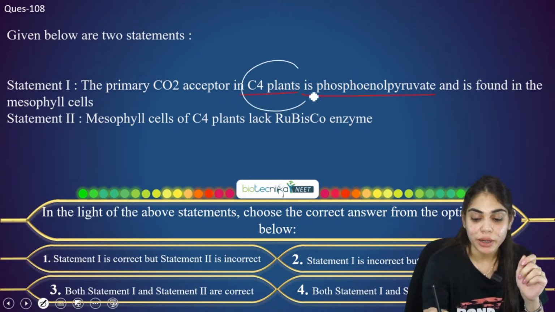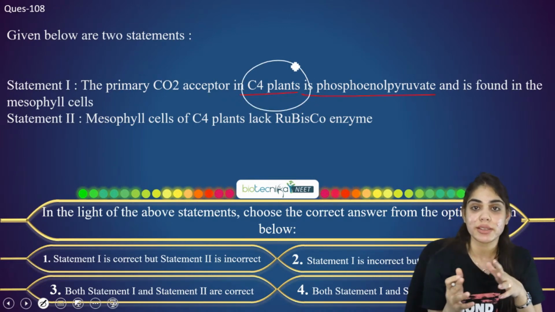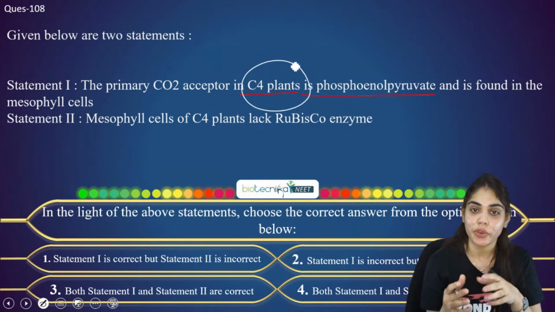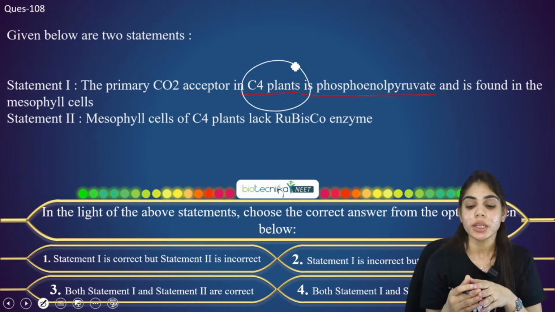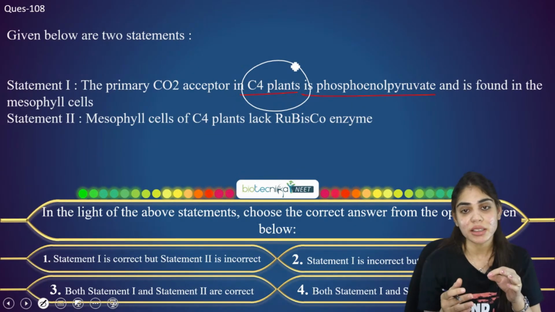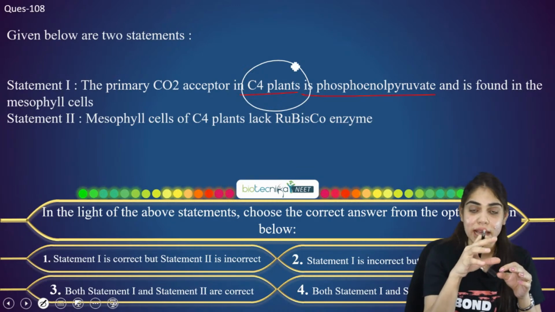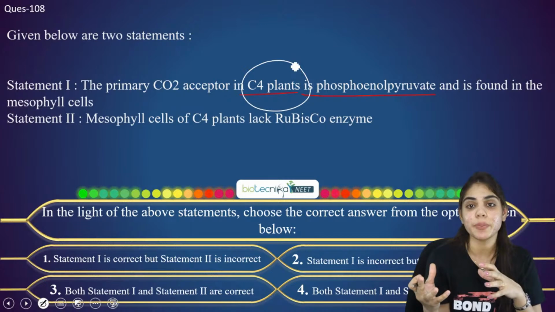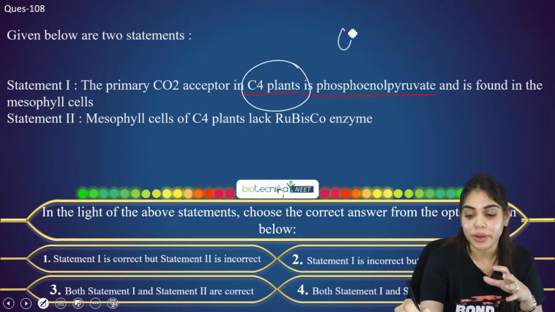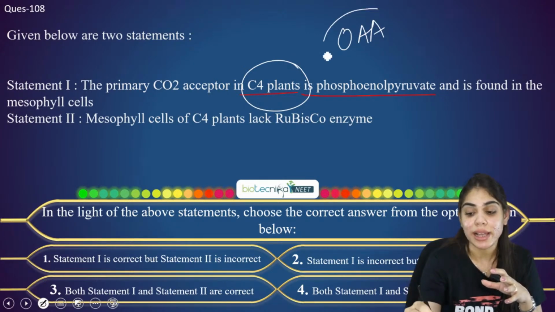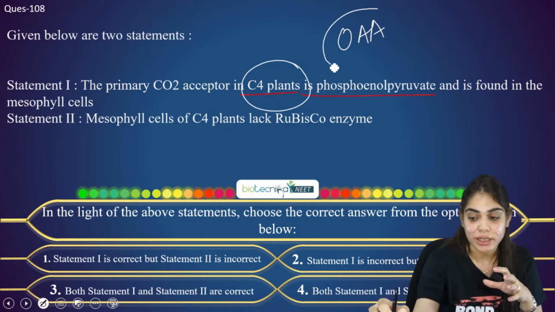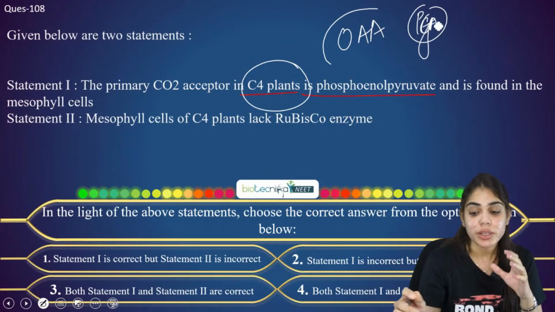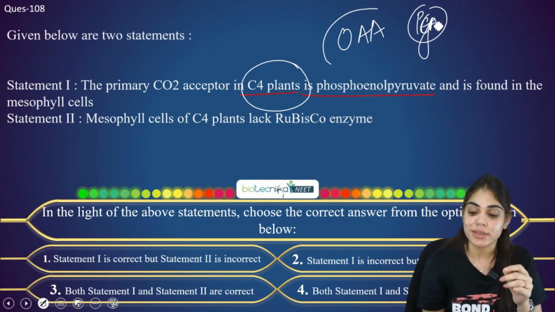Now this C4 plant, we all know that photosynthesis takes place in all kinds of plants, whether it is C3 or C4. In a C3 plant, carbon dioxide is accepted by the Rubisco enzyme, forming a stable product, phosphoglyceric acid. In C4, the stable product is oxaloacetic acid.